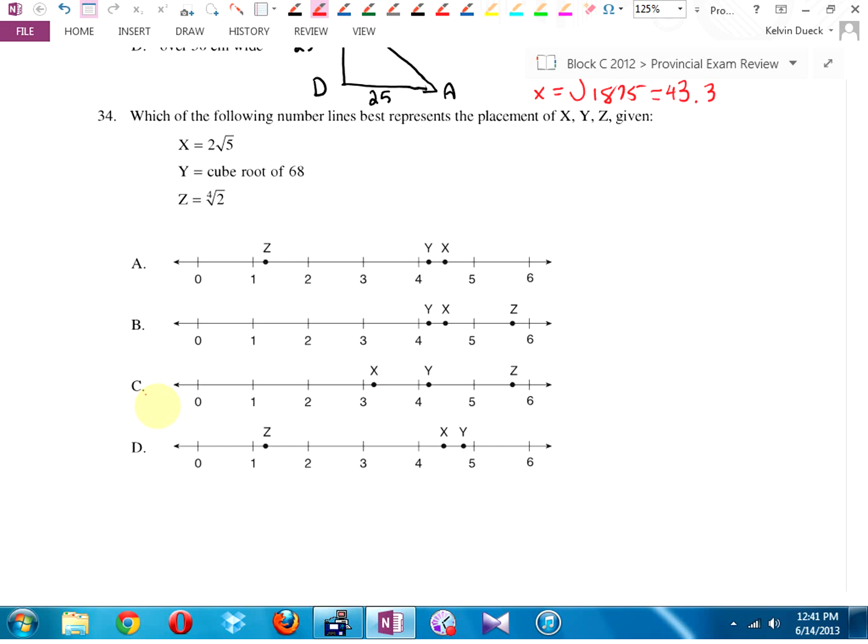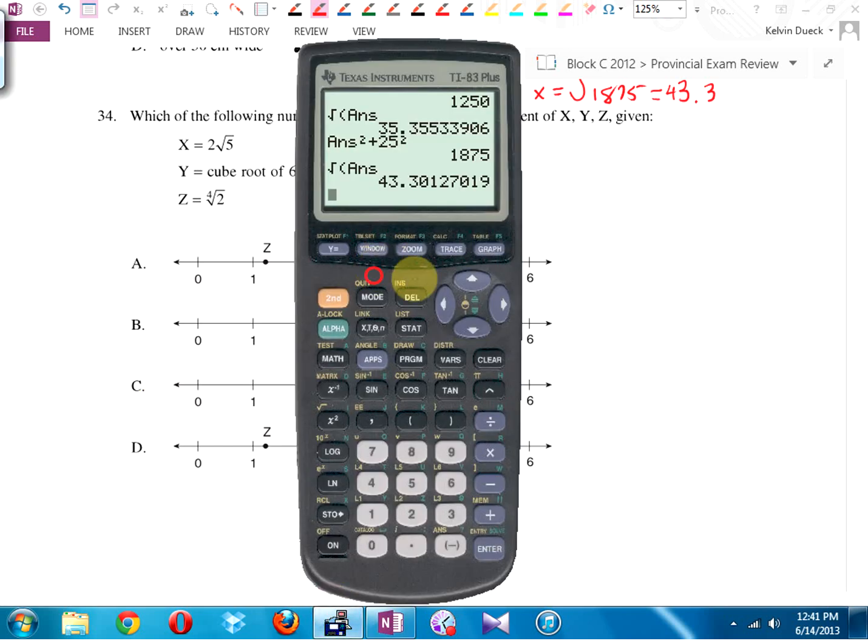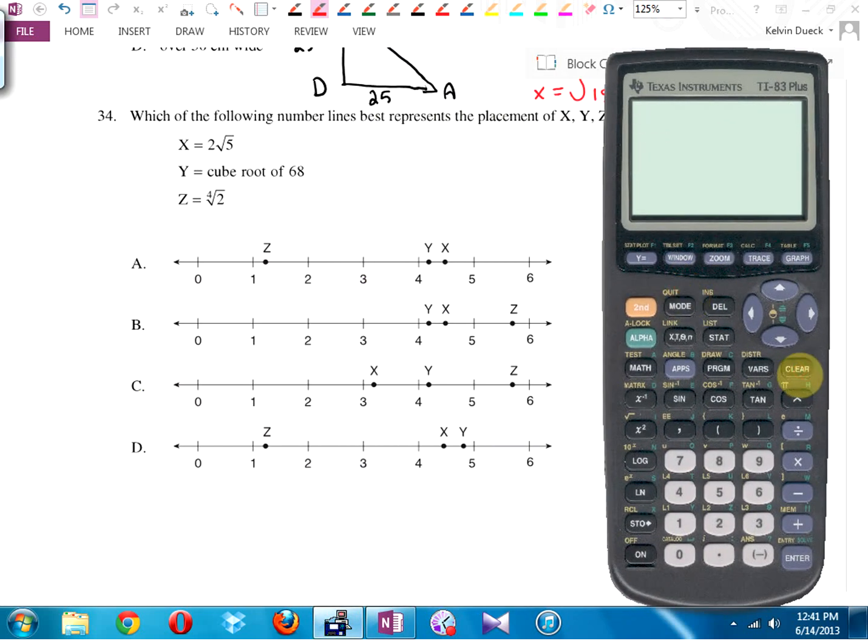They want decimals. We want to find out which one's bigger on a number line. Easiest way is going to be decimals, because this is the calculator section. If it was non-calc, absolutely, I would have said that 2 is root 4, so that's actually root 20, especially if I want to compare roots with roots. But here, I'm just going to go 2 times square root 5. You know what that is? 4.472.